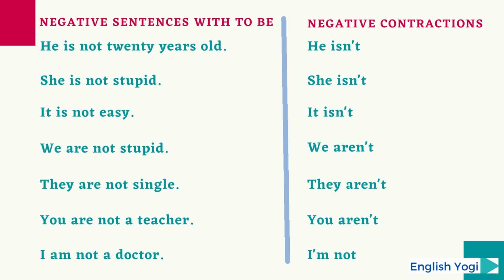In negative sentences also, there are certain negative contractions, and those are, for example, in the first sentence we can see he is not 20 years old. So it can be written like this: he isn't 20 years old. The second example is she is not stupid. So it can be written as she isn't stupid. Similarly, the third example is it is not easy. So we can speak like this: it isn't easy. So these are the examples, the short forms of negative sentences with to be.